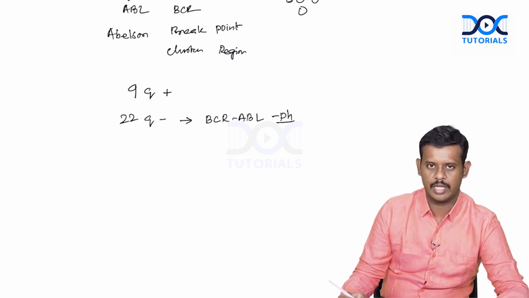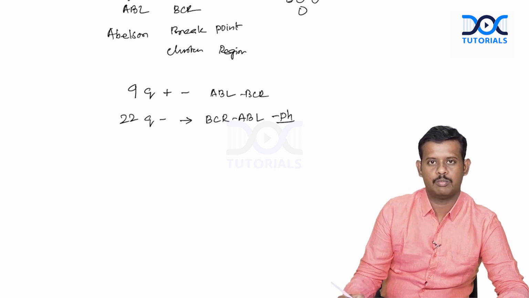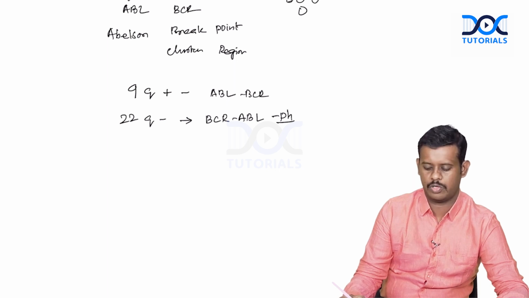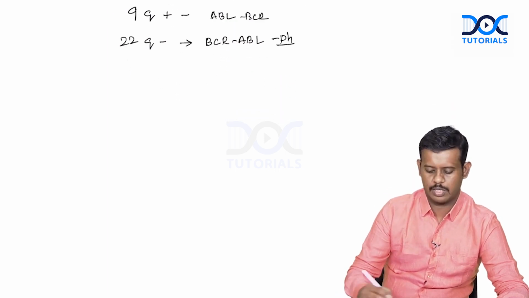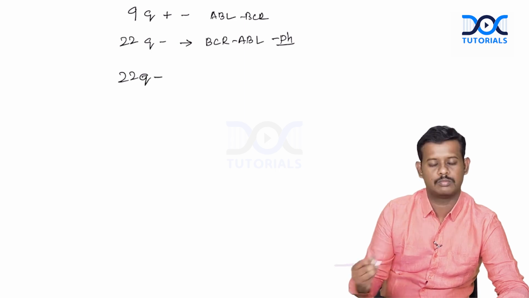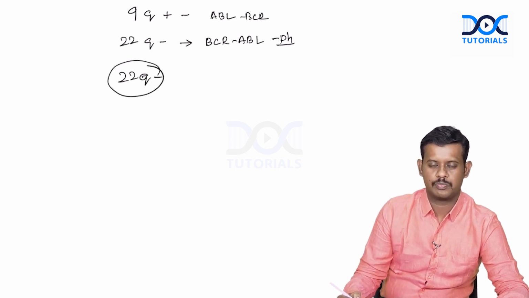Philadelphia is the name of the place wherein this was discovered. The 9q plus, or otherwise the ABL-BCR, is not clinically important, and this does not cause any abnormalities in cell proliferation. So the sole reason is the Ph positive chromosome, that is 22q minus, otherwise called the Philadelphia chromosome.